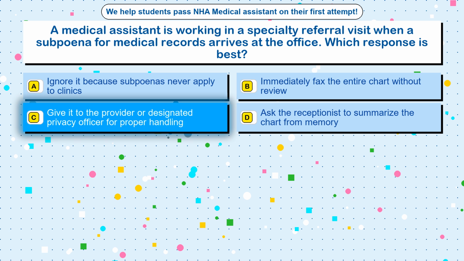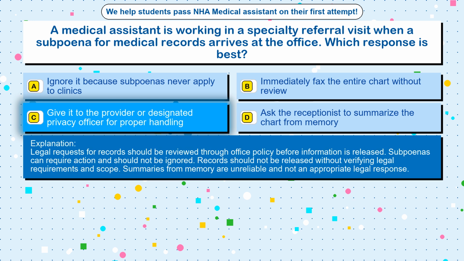The correct answer is option C. Give it to the provider or designated privacy officer for proper handling. Legal requests for records should be reviewed through office policy before information is released. Subpoenas can require action and should not be ignored. Records should not be released without verifying legal requirements and scope. Summaries from memory are unreliable and not an appropriate legal response.